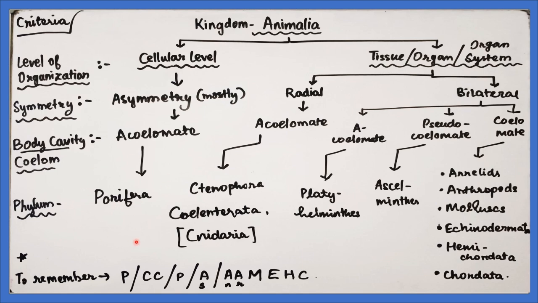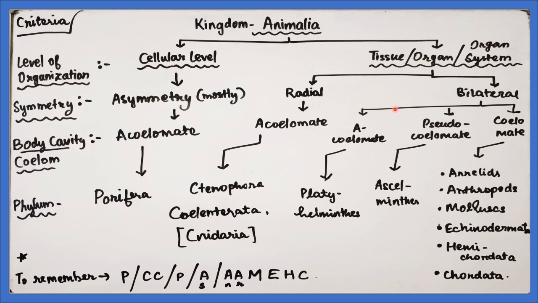Example, the phylum is Porifera, whereas the organisms showing tissue or organ system level show radial or bilateral symmetry. Some of the radially symmetrical organisms are acoelomate, as they lack coelom. The phyla are Ctenophora, Coelenterata, and Cnidaria. Okay, Ctenophora and Coelenterata. So three phyla covered.